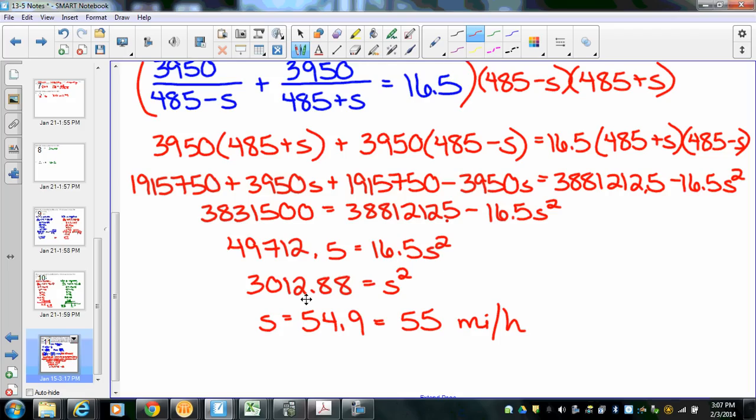Then you could divide by the 16.5, and look, our numbers are becoming much more normal now. We get 3,012.88 equals s squared. So then when you square root that, you get that your wind speed is 54.9 or 55 miles per hour, which sounds reasonable. It would not be surprising to hear that wind speed up in the atmosphere when you're flying in a plane is 55 miles an hour.